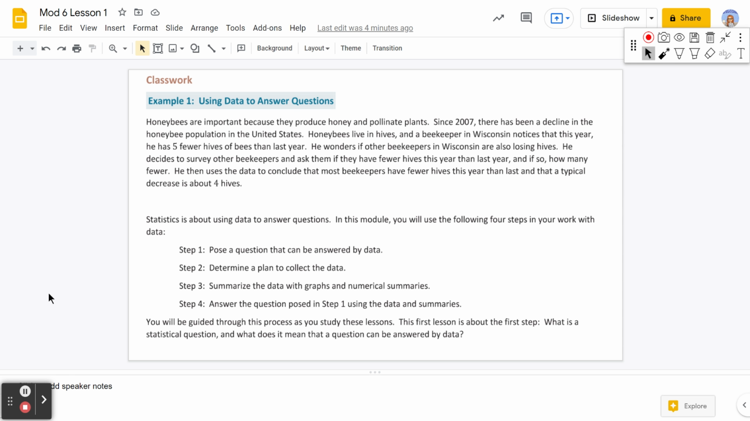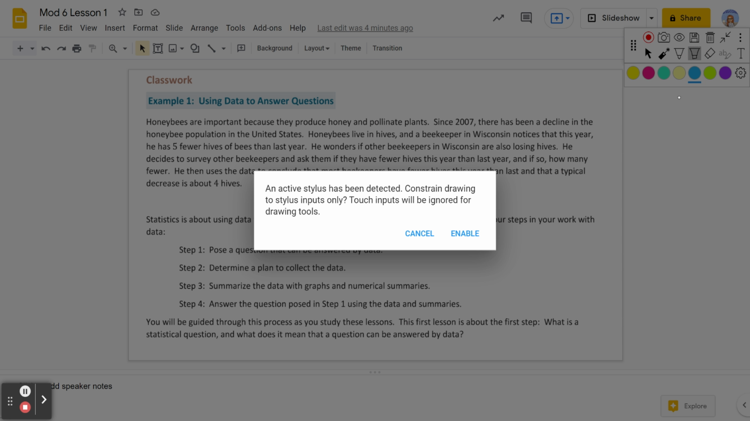This first one says you're going to learn what's a good statistical question and what's not a good statistical question. A statistical question is something that you can collect data on and that you can organize into some kind of a graph to answer a specific question. So that's basically what you're going to be doing today, saying yes, it's a statistical question, or no, it's not.